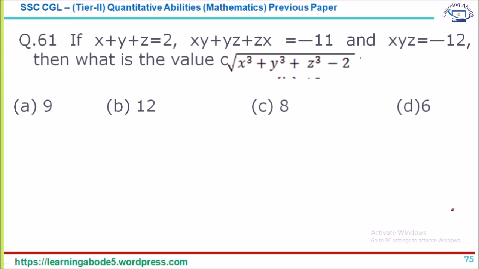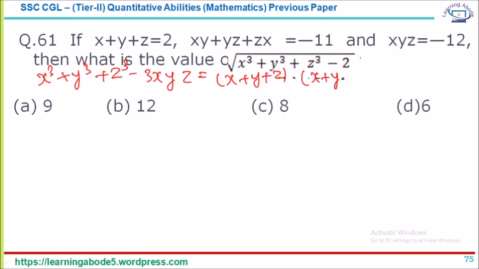I'll be solving questions starting from question number 61 in this video. For this, I think we can use the relation where x cube plus y cube plus z cube minus 3xyz is equal to x plus y plus z into x plus y plus z whole square minus 3 into xy plus yz plus zx.